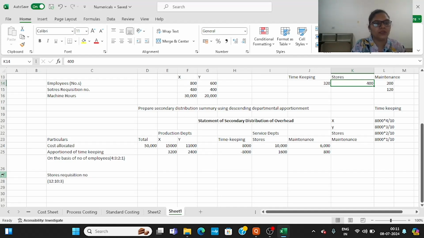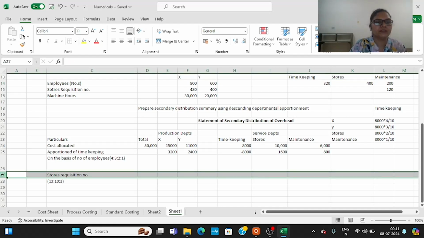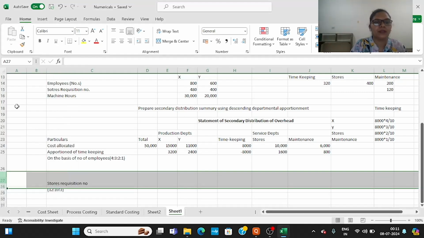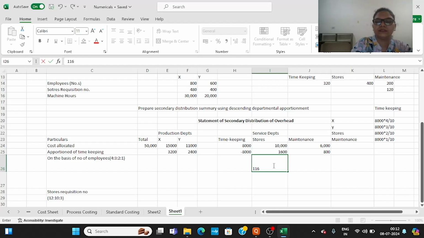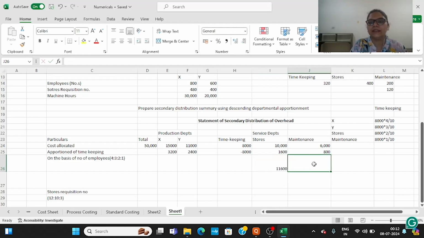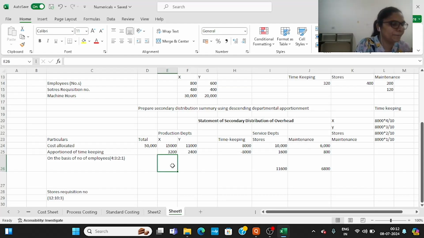We have one more change in this question, and what is that? Cost of stores has increased now. It is 11,600, and for maintenance it is now 6,800. Okay.